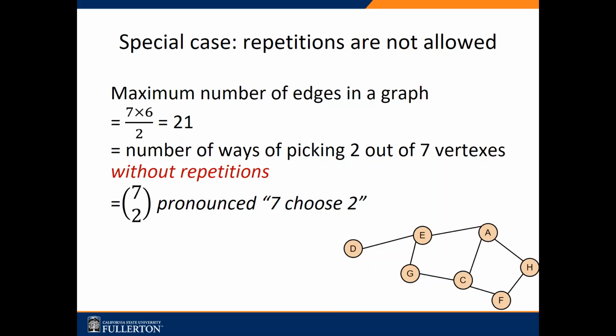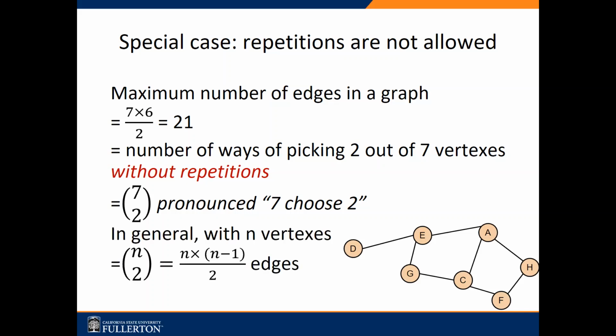Calculating the maximum number of edges in a graph is a special case of counting without repetitions. We can think of each edge as picking 2 out of the 7 vertices without repetitions. Now, counting without repetitions occurs often enough that there's a special formula for this, written 7 choose 2. So in general, the number of undirected edges in a graph with n vertices is the number of ways of picking 2 out of n, which is n choose 2, and is given by the formula n times n minus 1 divided by 2.